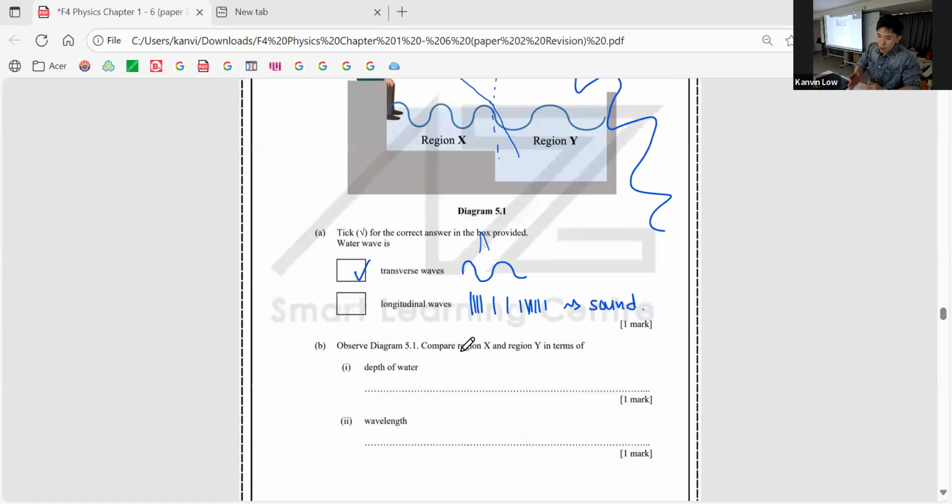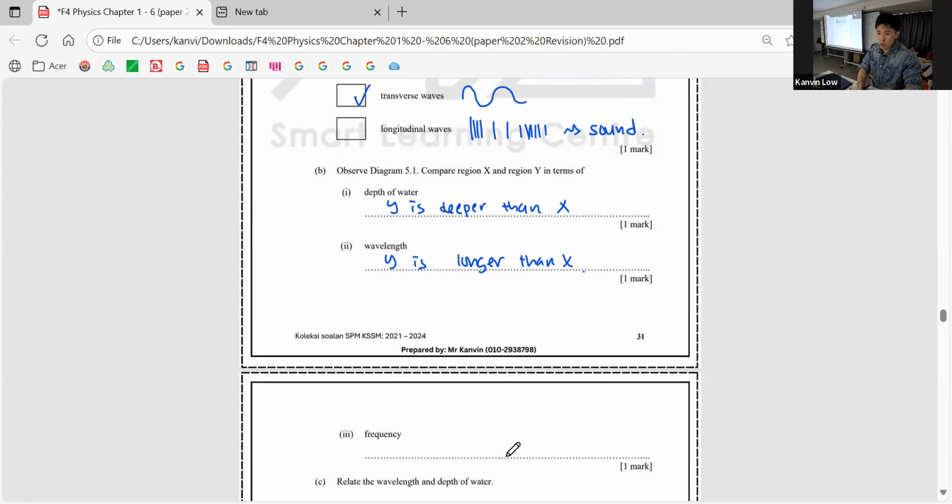Okay, anyway, students. Now observe 5.1, region X and Y in terms of the depth. So we know the depth of the water, Y is deeper than X. And then for the wavelength, Y is longer than X. Very good. So in physics, there are a lot of these kinds of questions, students, and that's why it's easy to score.